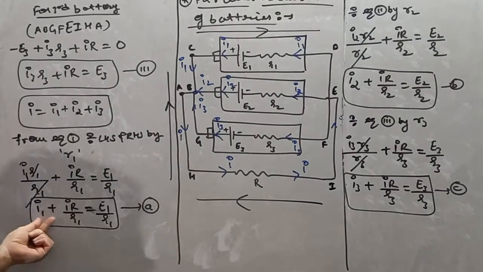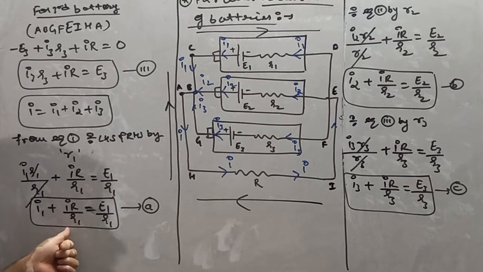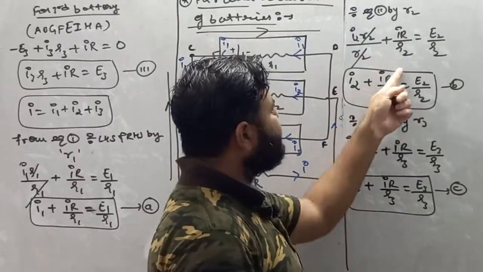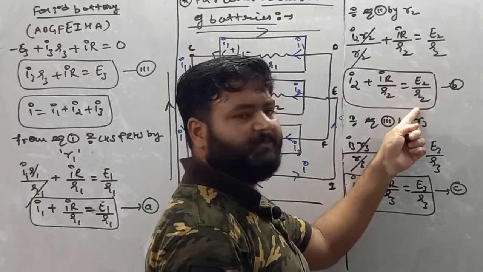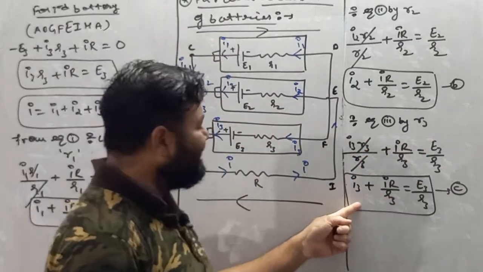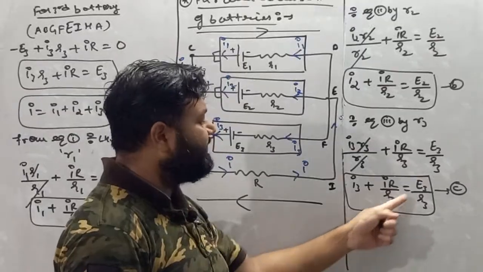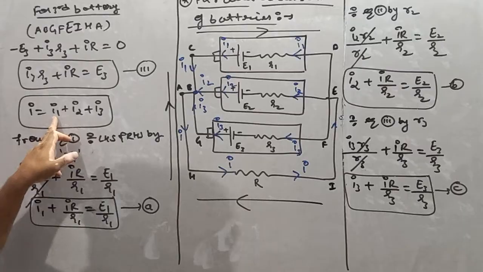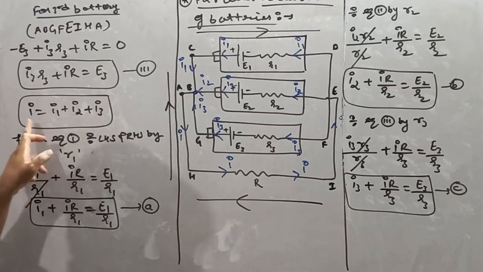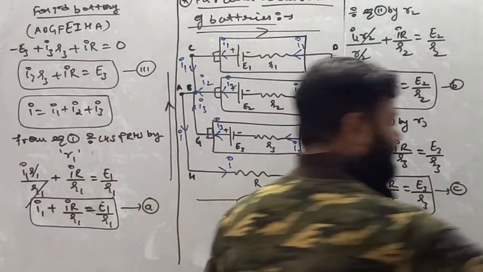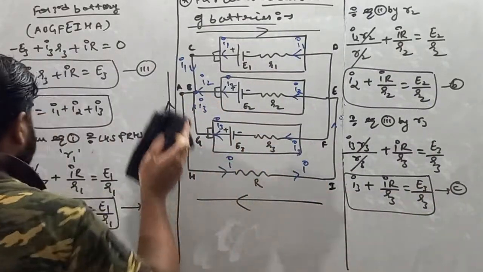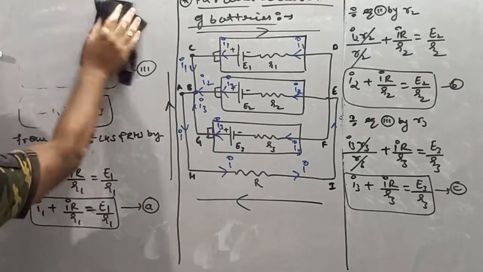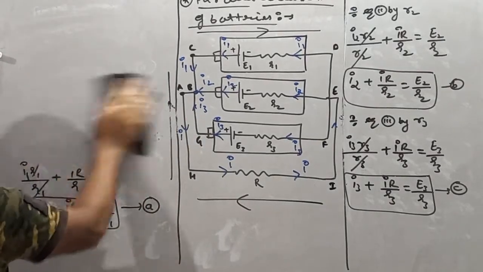So we'll get equation A as I1 plus IR by R1 is equal to E1 by R1, equation B as I2 plus IR by R2 is equal to E2 by R2, and equation C as I3 plus IR by R3 is equal to E3 by R3. Now as we know, if we add I1, I2 and I3, what we'll get, dear student? We'll get I. So see, I'm adding A, B and C. So I'm writing, add equations A, B and C.